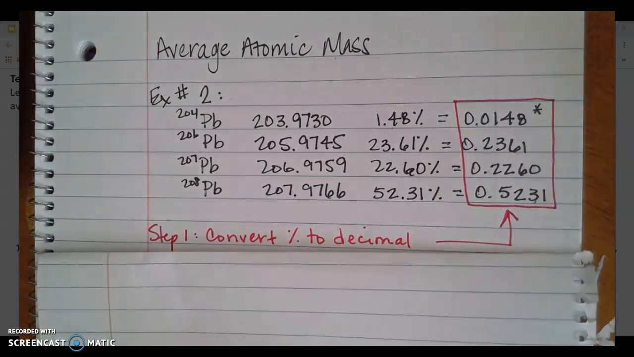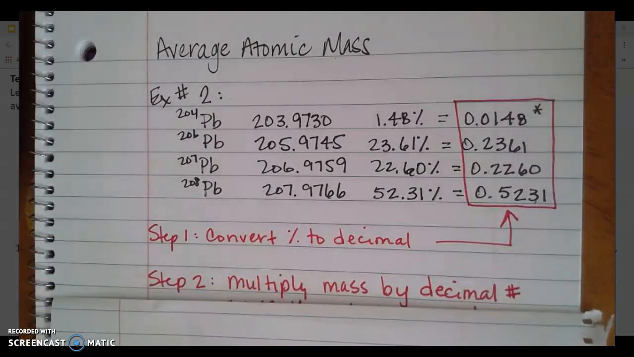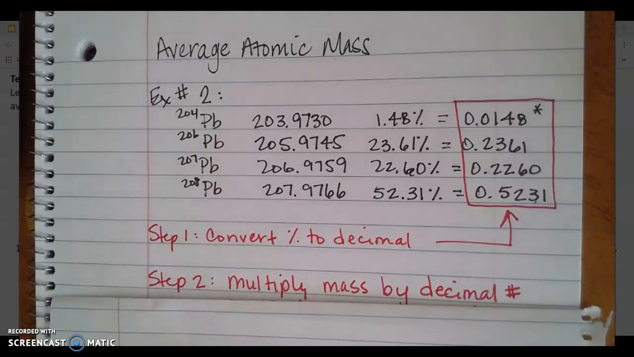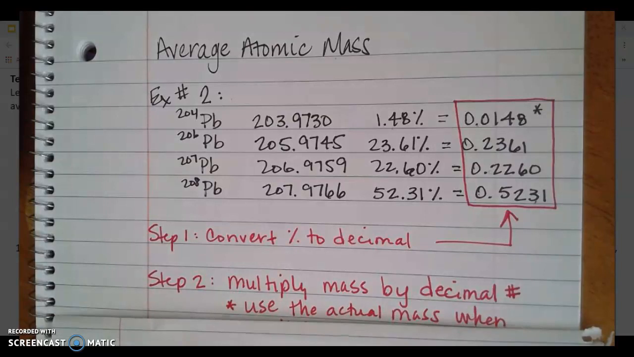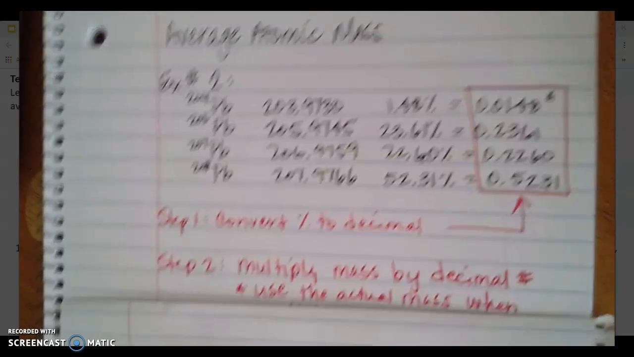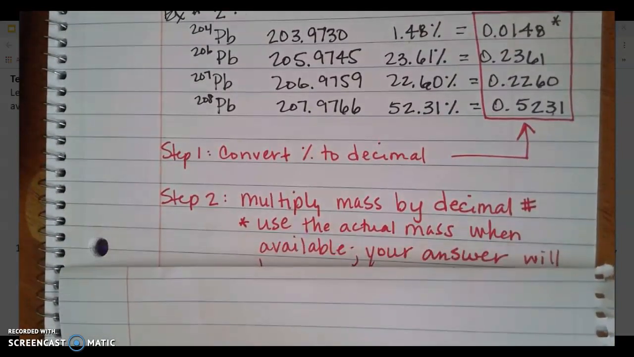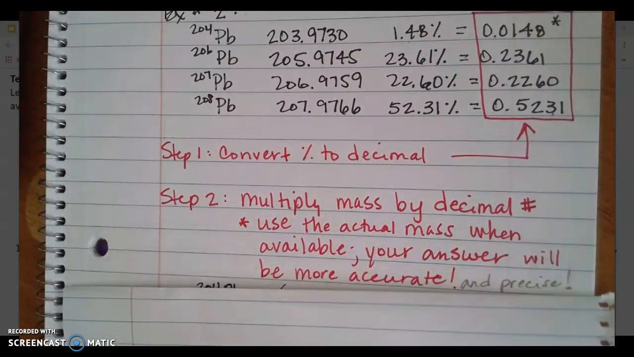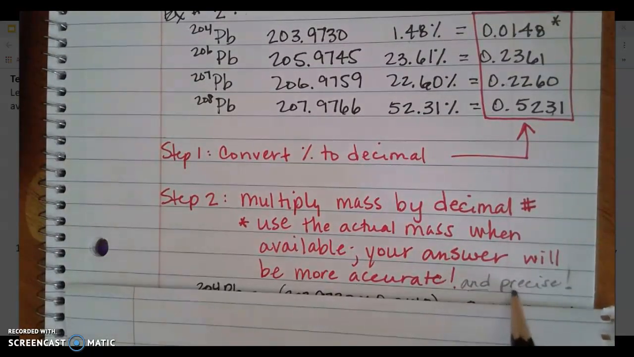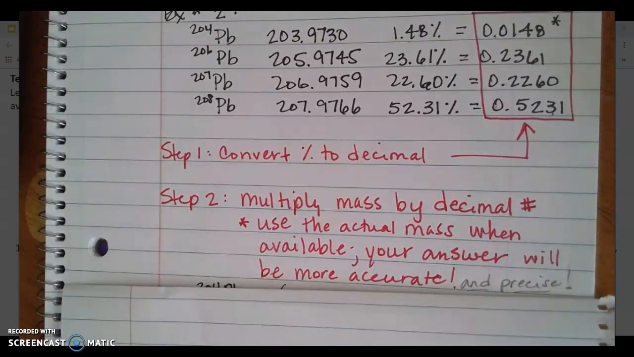Alright, after we convert to decimal, the next step, correct, is to multiply by mass number. Okay, so you're going to multiply that mass by the decimal number, and then you're going to use the actual mass in this case, like I said. Because remember, if it's available, your answer will be more accurate and precise. Okay, and that's really, really important, especially when we're talking about things that people use on a daily basis, like chemists. All right, so how does this look?